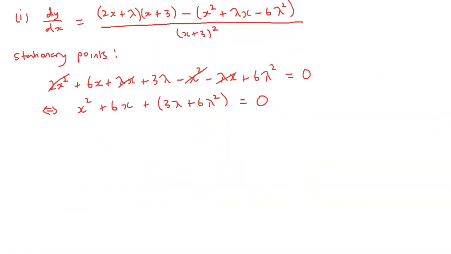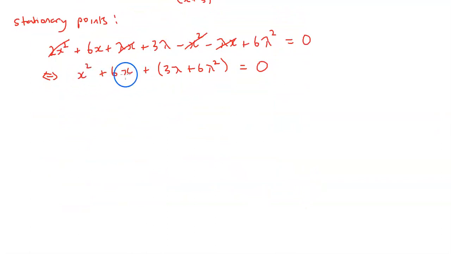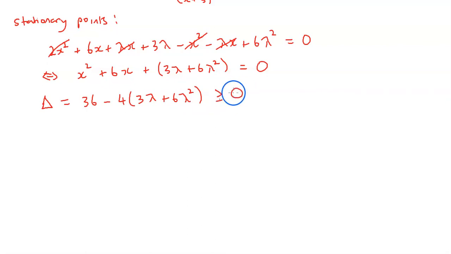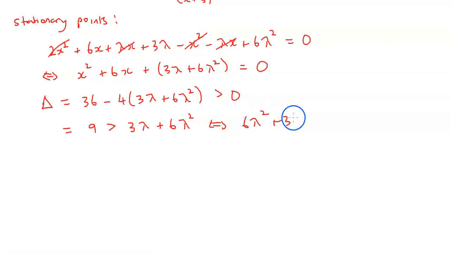And there are 2 stationary points if delta is greater than 0, because then there would be 2 values of x which solve this equation. So we have that our discriminant delta is equal to 36 minus 4 times 1 times this thing, so 4 times 3 lambda plus 6 lambda squared, and this needs to be greater than or equal to 0. No, it needs to be strictly greater than 0, because we want 2 solutions. We can move to the other side and then divide everything by 4, so we have 9 is greater than 3 lambda plus 6 lambda squared, and then rearranging that, it's just 6 lambda squared plus 3 lambda minus 9 needs to be less than 0.